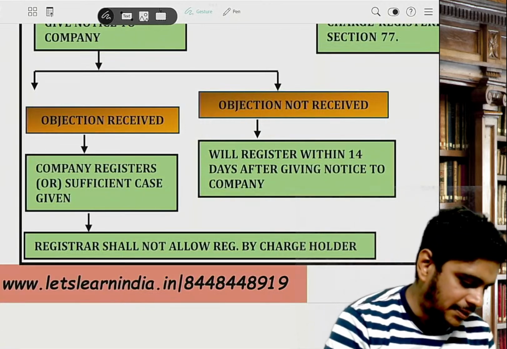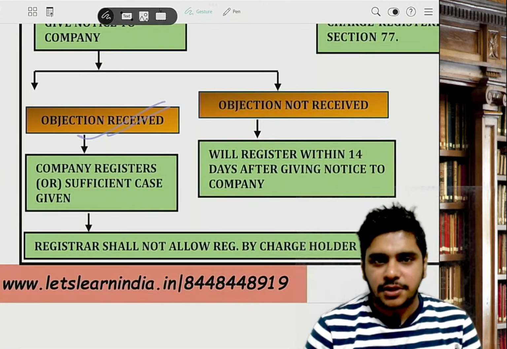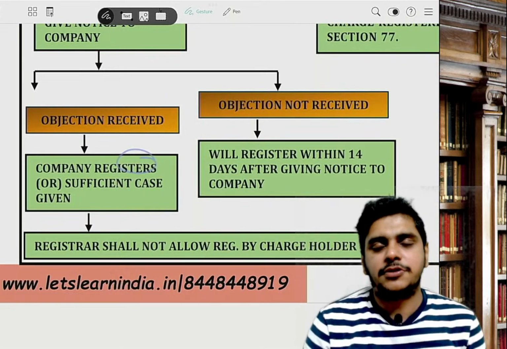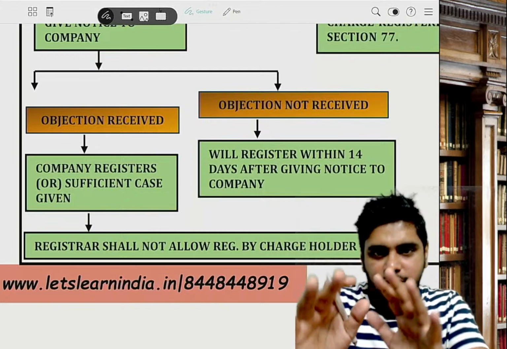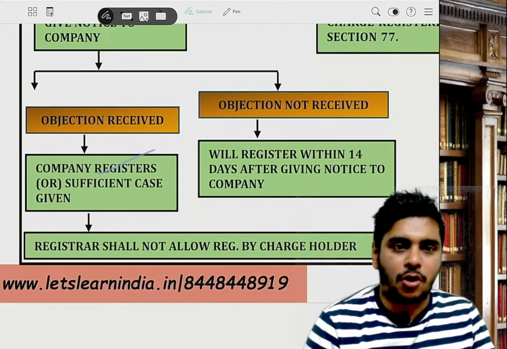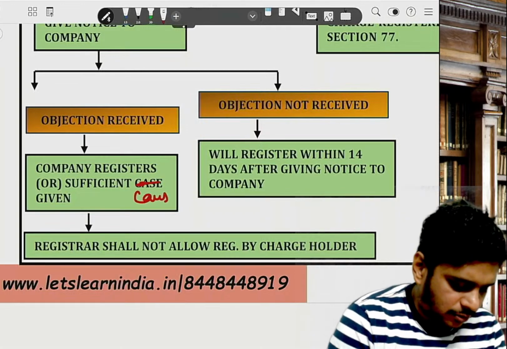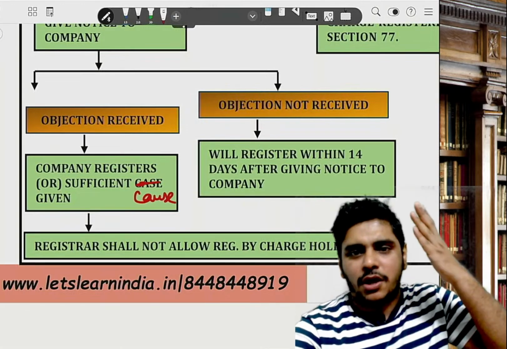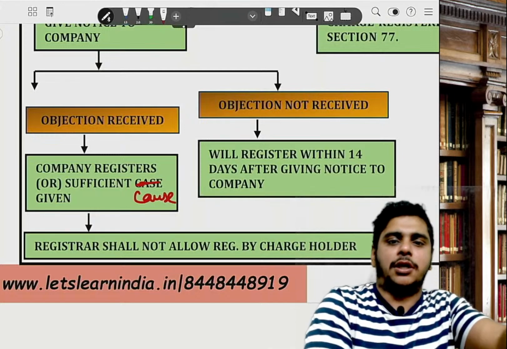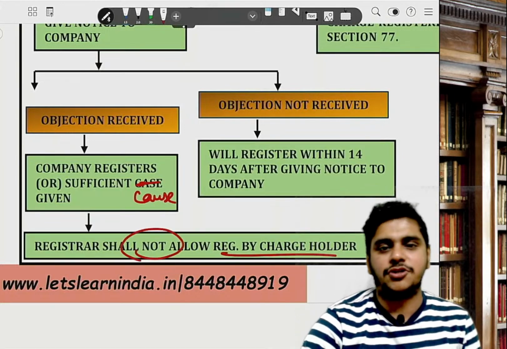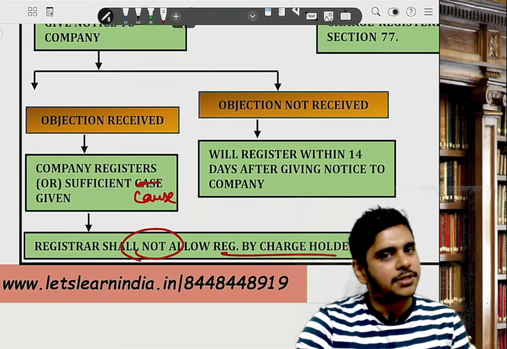Now, the company replies, objection is received. The company itself will register the charge. They will say, oh ROC, we are sorry, we are registering it. The company will itself register, or any sufficient cause is given. In case sufficient cause is given, say, okay boss, we have taken the loan, but we have repaid the loan in 2 days only, so the charge should not be registered. Then the ROC will not allow the registration by the charge holder.